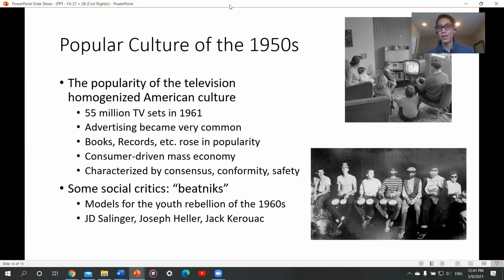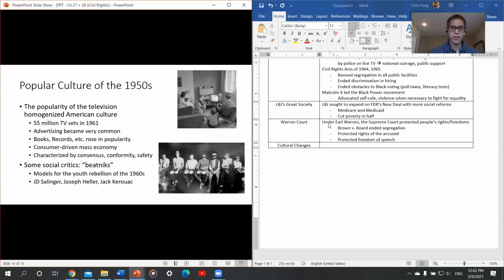There were some social critics that called themselves beatniks. They kind of inspired the counterculture of the 60s. But some famous names, J.D. Salinger, who wrote Catcher in the Rye, Joseph Heller, who wrote Brave New World, I think, Jack Kerouac, who wrote On the Road, kind of exemplified the youth maybe challenging these social ideas. We'll get to that on the next slide.